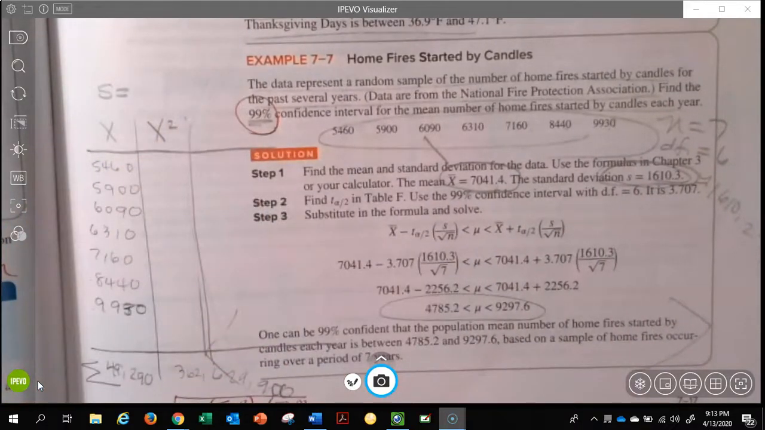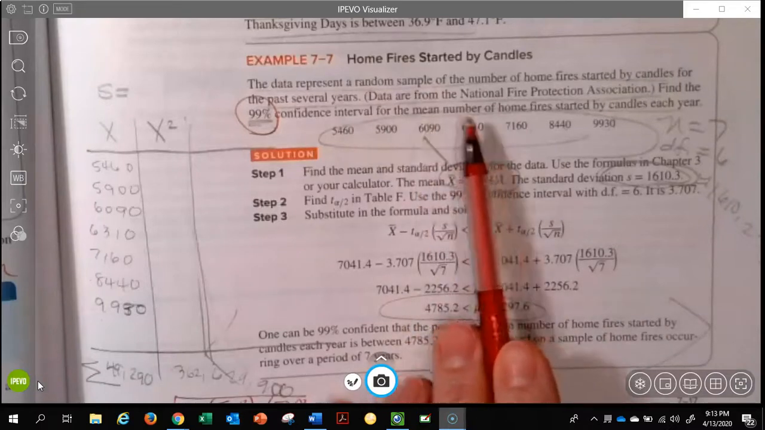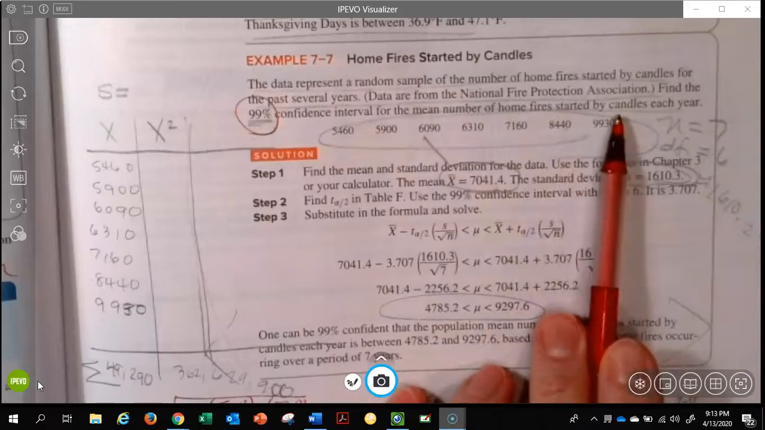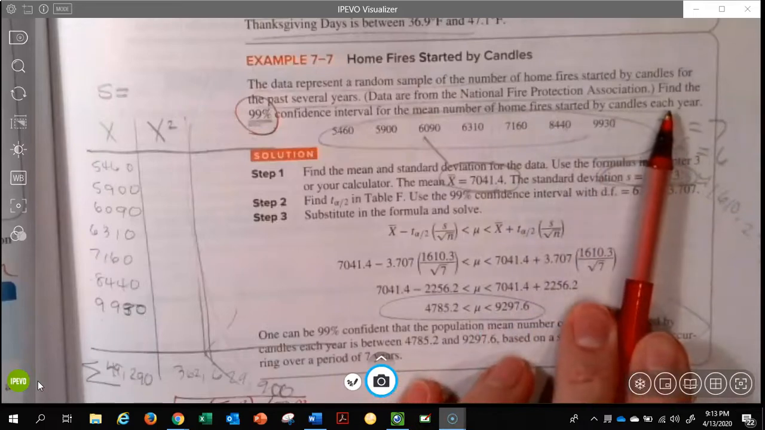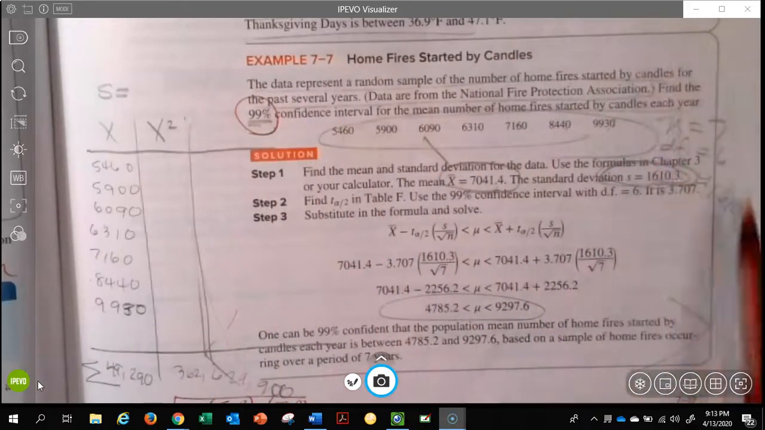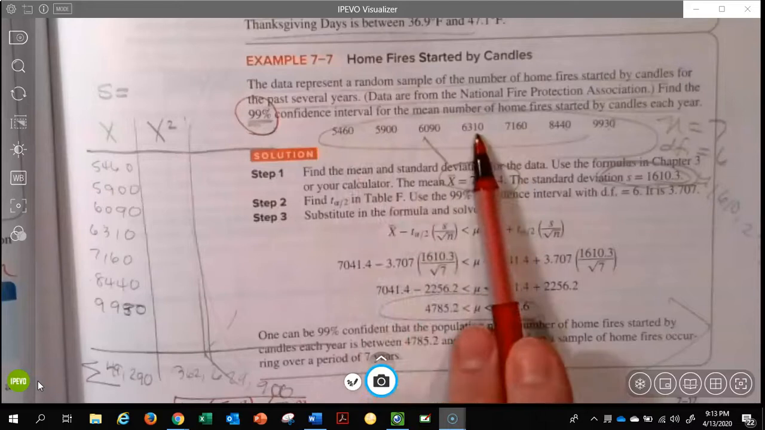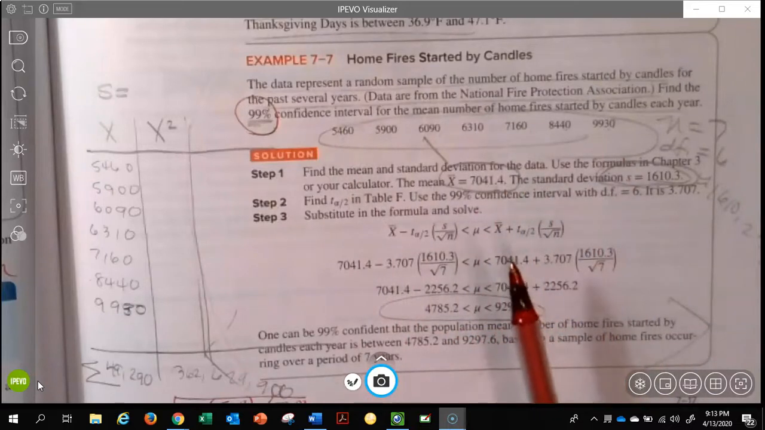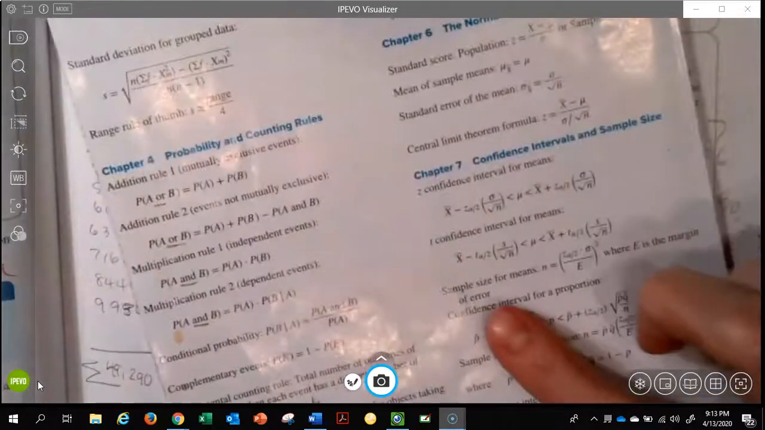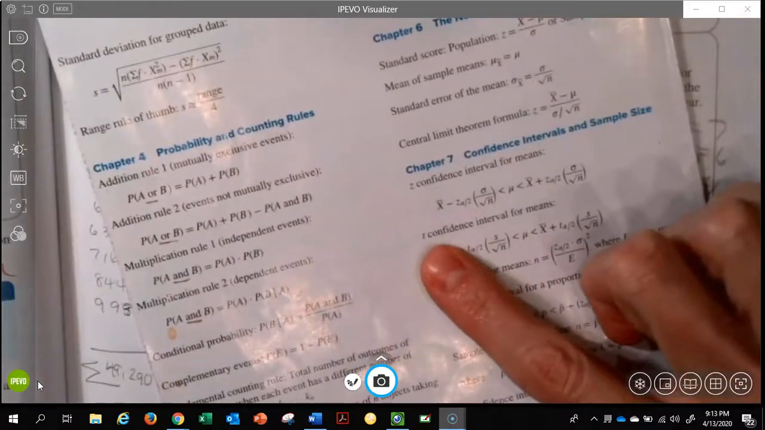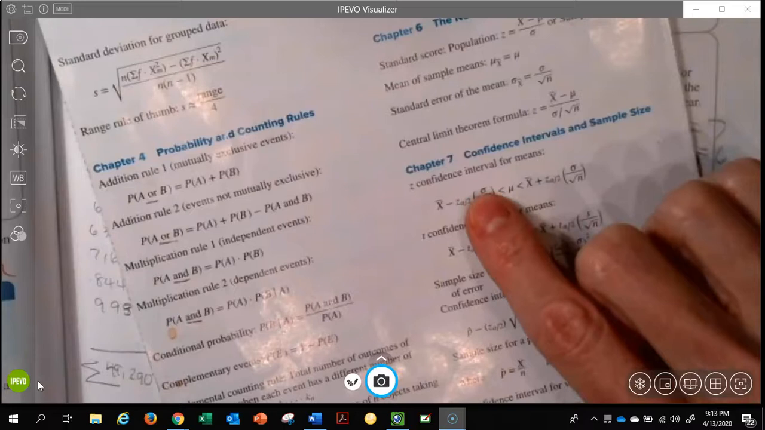Find the 99% confidence interval, so it's either going to be a Z or a T, for the mean number of home fires started by candles, and that's all they gave us. So I'm making a whole video just on this one problem because we're going to have to look at the raw data from a sample. And since it is from a sample, that would tell us that we're going to be using T because I'm not given my population mean.